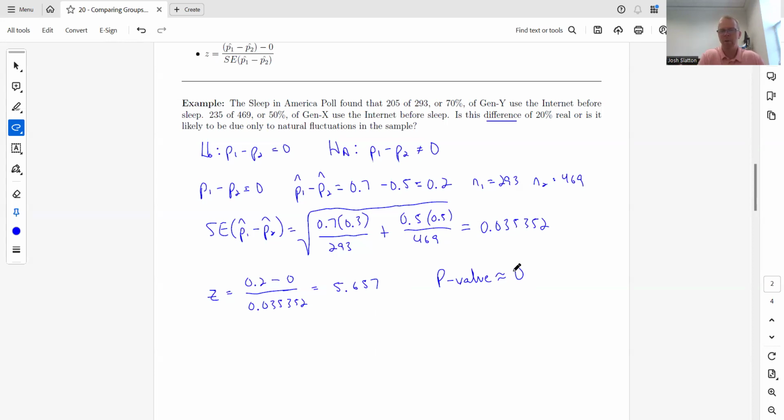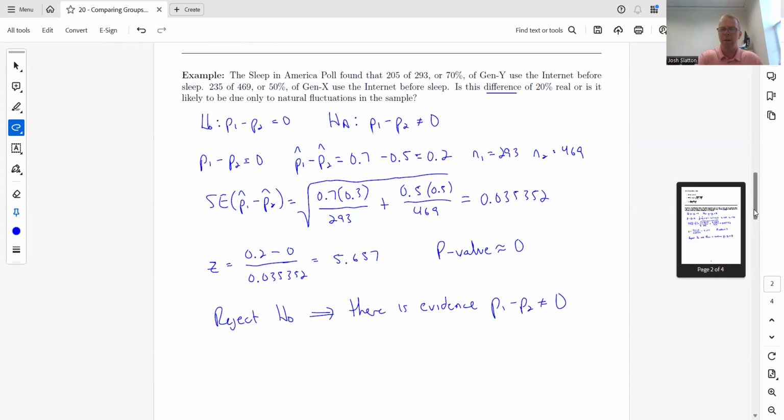So we're going to say the p-value is essentially 0 here, based on this being more than 5.5 standard deviations from the mean. So we'll skip the normal CDF here, and p-value is small. We can reject the null hypothesis that the difference is 0, and there is evidence that P1 minus P2 is not 0. Okay, so next one will not quite be such a big difference, so we'll actually calculate the p-value here on this next one.